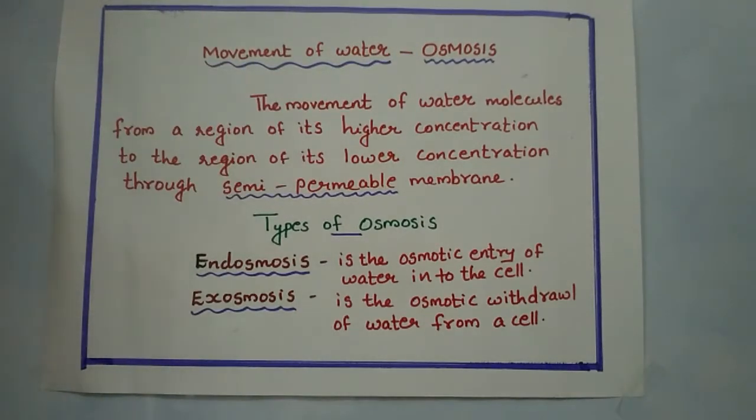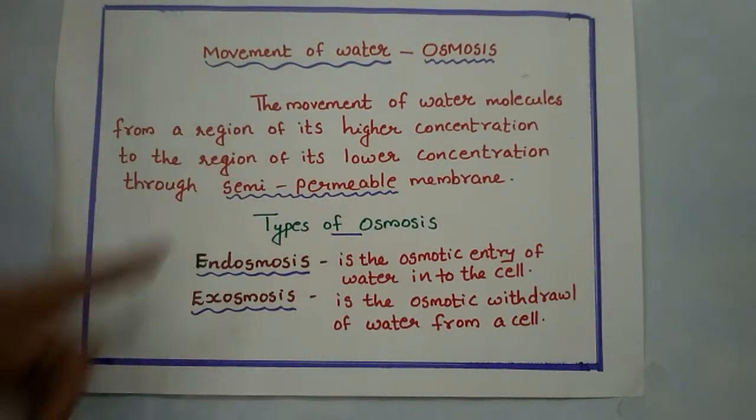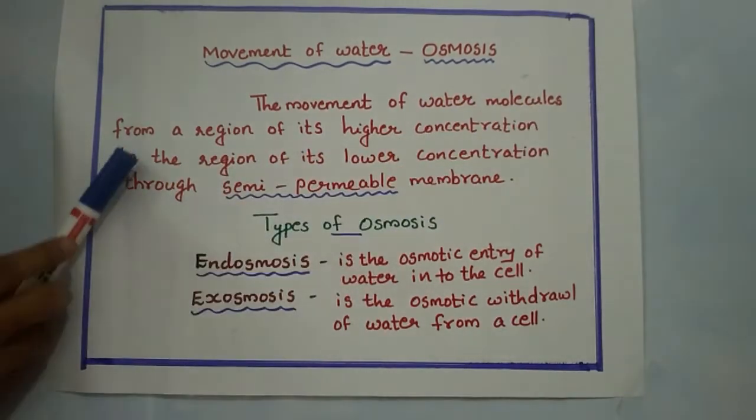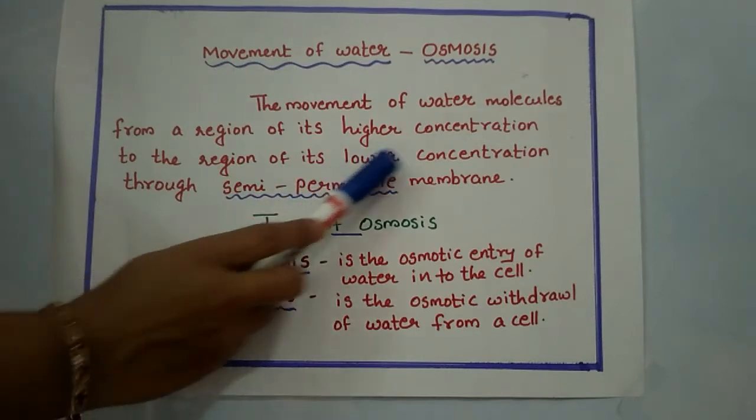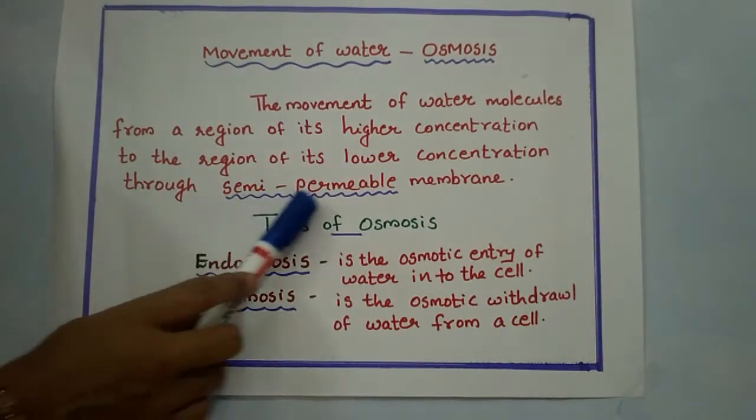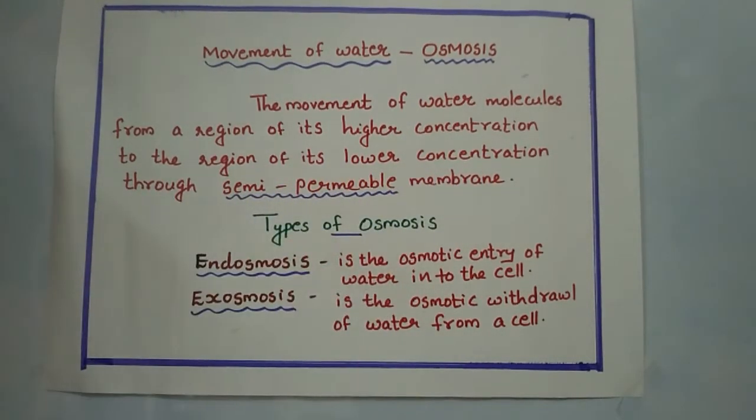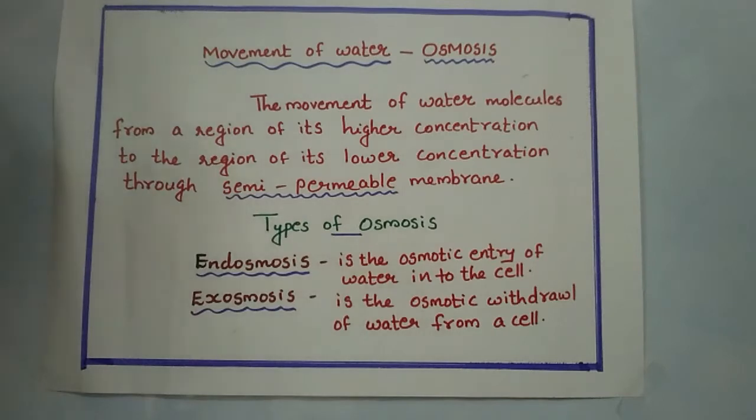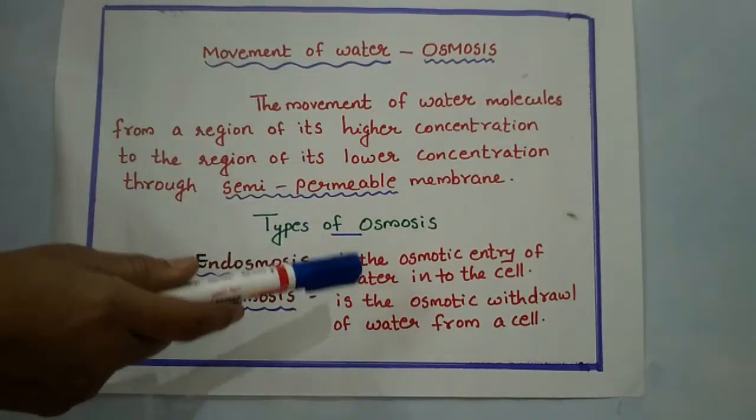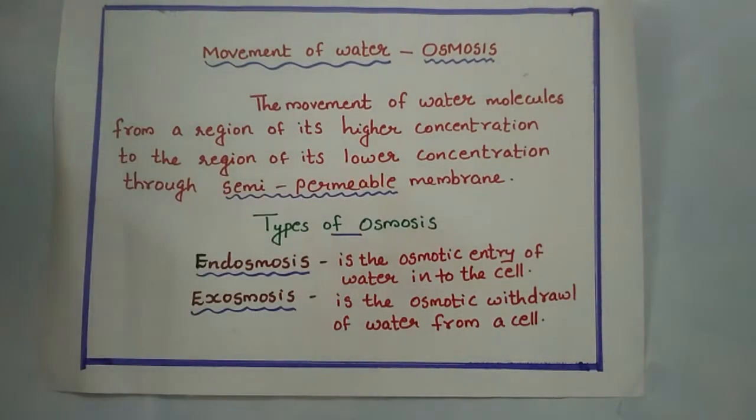Then once again, what is osmosis? The movement of water molecules from a region of higher concentration to the region of its lower concentration through a semi-permeable membrane, that is known as osmosis. If water molecules are more in one region, then they will pass from that region to the region where their concentration is low.